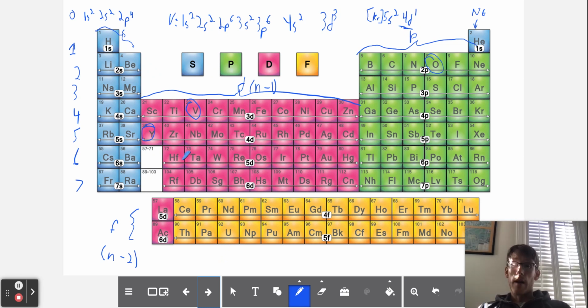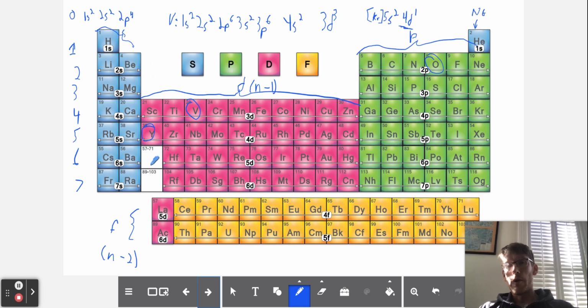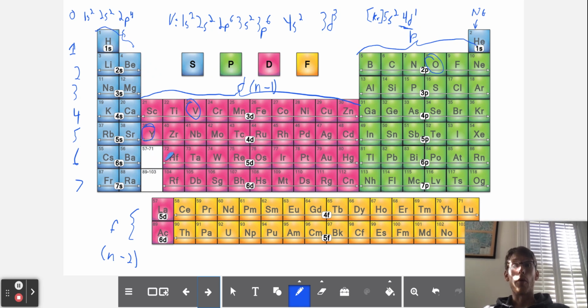A couple things that come up sometimes is that students might notice that it looks like there's a little bit of a hole here. For clarity, a D subshell always holds up to 10 electrons, an F always holds up to 14, a P holds up to 6, and an S holds up to 2. 2, 6, 10, 14, you're always adding 4. That's the trend, that's the pattern here.